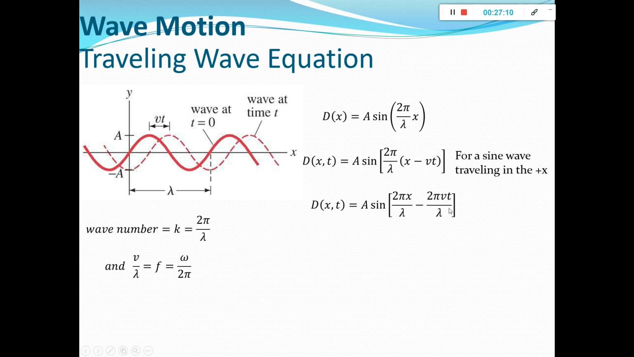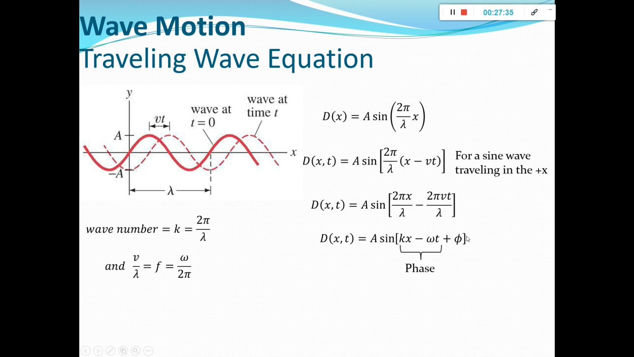Likewise, like I said, we could do something similar here. Replace the v over lambda with frequency based off of that first equation from this video. And then we end up also replacing frequency with omega over 2 pi. So this will then simplify to this: A sine(kx minus omega t plus phi).